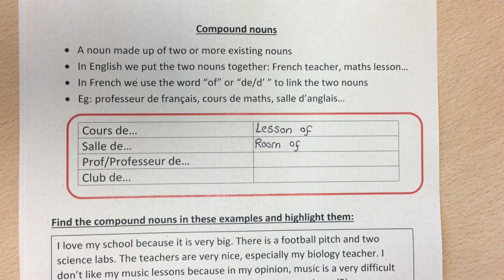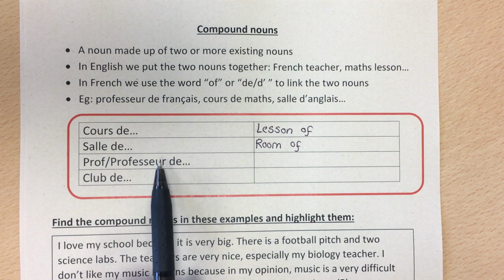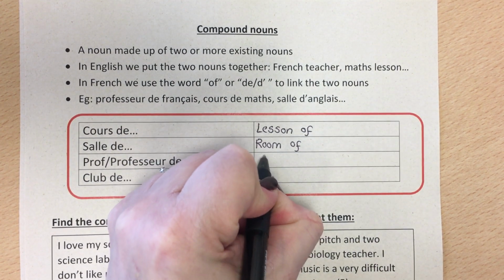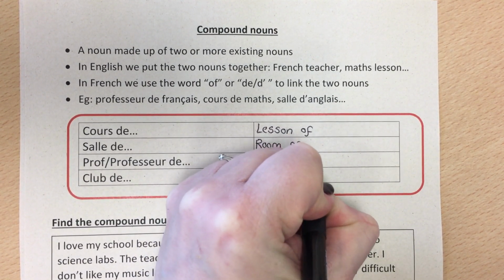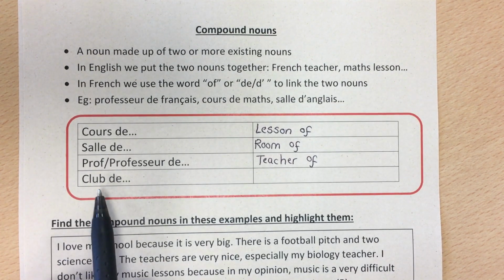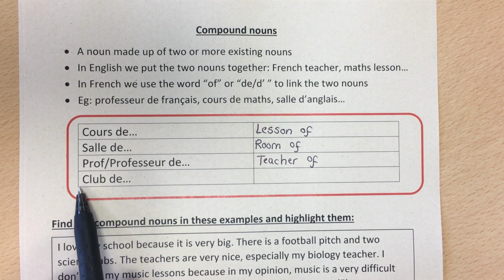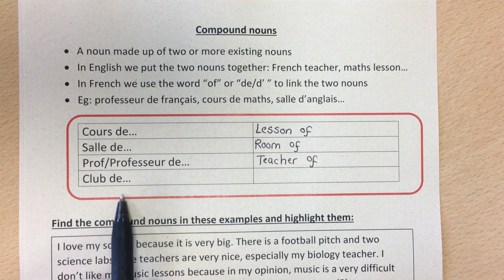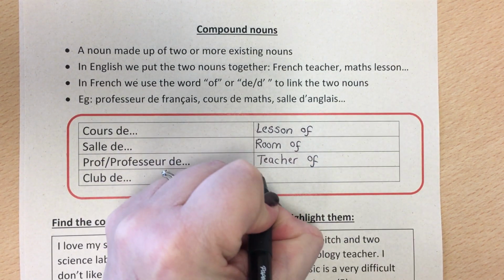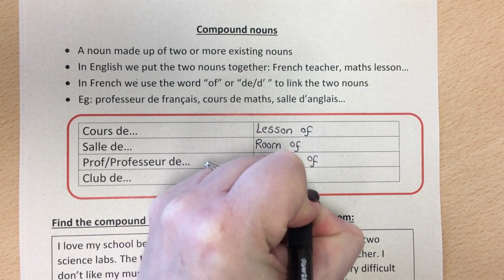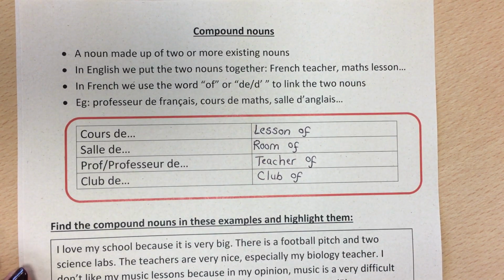Another very common example of a compound noun when talking about school is teacher of, professeur or prof de. I really like my geography teacher, my teacher of geography. And finally, you might want to talk about what you do at break or after school and talk about clubs. So if you take part in rugby club or chess club, you are going to want to say club of rugby or club of chess. So here are those 4 key examples. We're going to keep those close to hand as we move through our activities today.